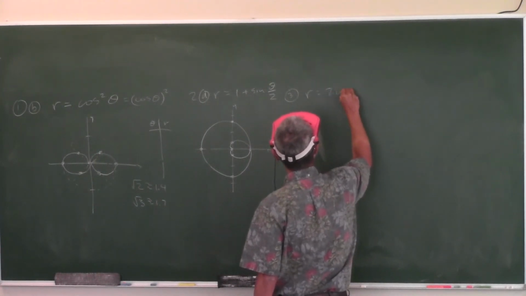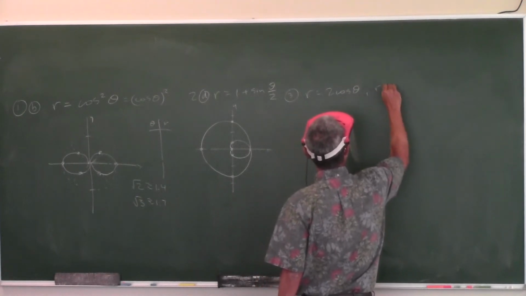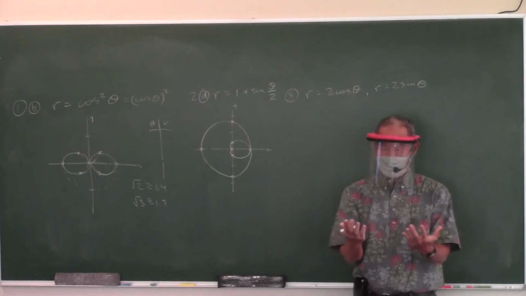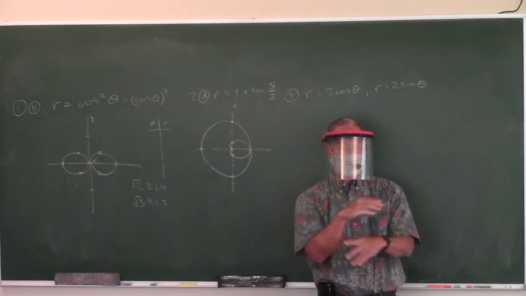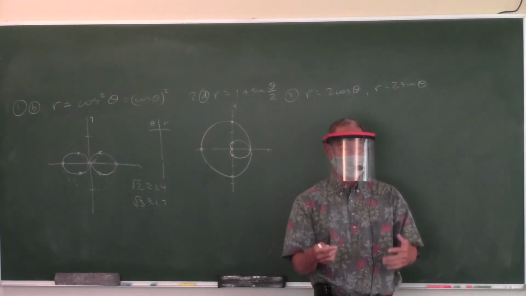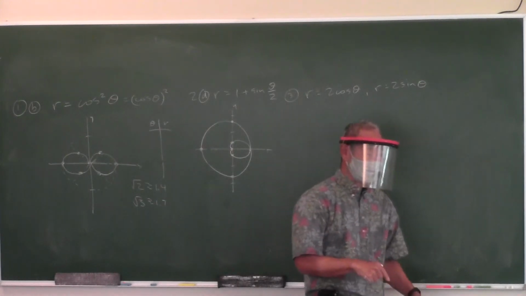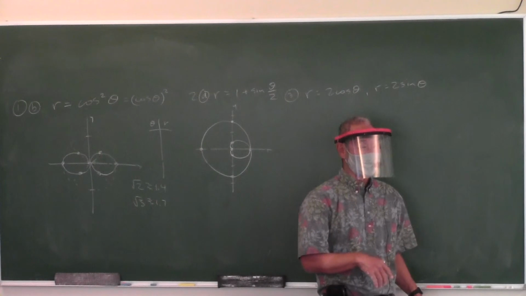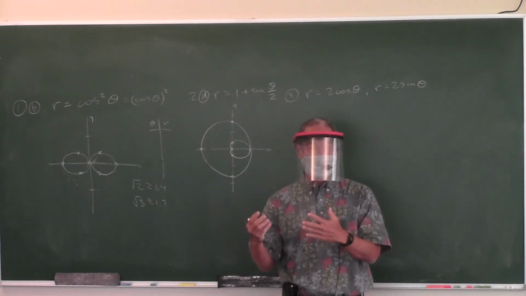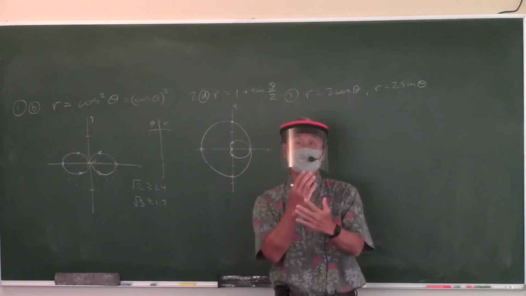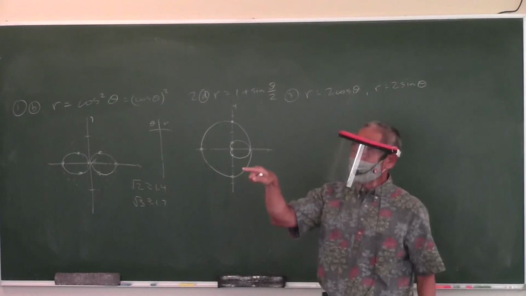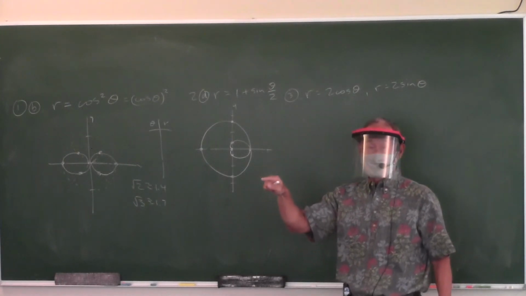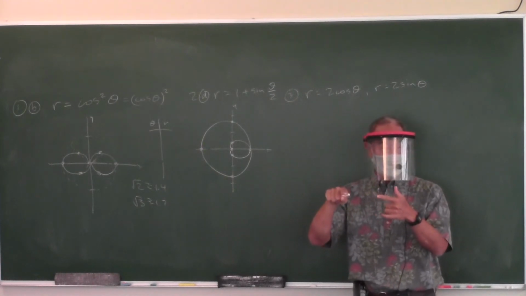So r equal 2 cosine theta, r equal 2 sine theta. So just like in Algebra 1, after you guys learned how to graph lines, right? What did you guys do after that? Did you find where they intersected? That's exactly what we're going to do now. Now we know how to graph polar graphs. How do you find where they intersect? So now look at the directions. Graph and find all points of intersection between 0 and 360 degrees.